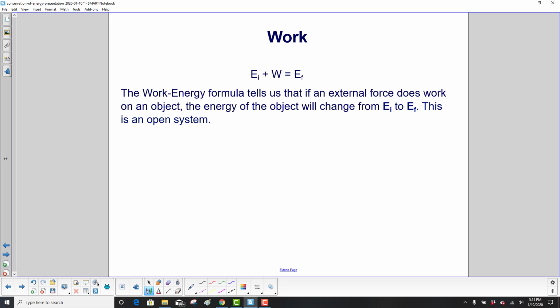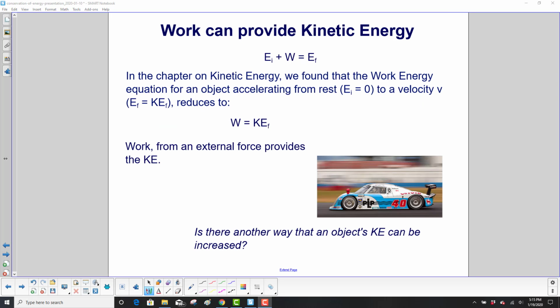Here's the work energy formula. Initial energy plus work is final energy. This tells us that if an external force does work on an object, the energy of the object will change, and it will change from initial energy to final energy. So work can provide kinetic energy. E initial plus work is E final.